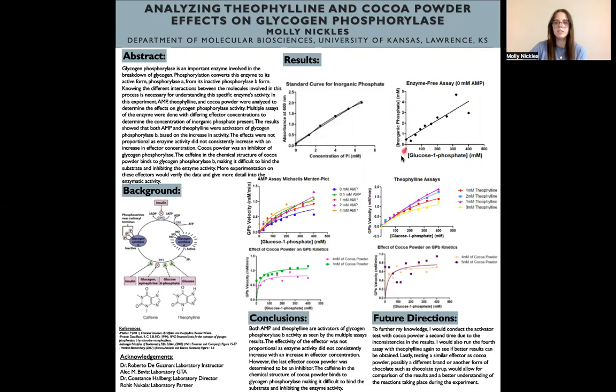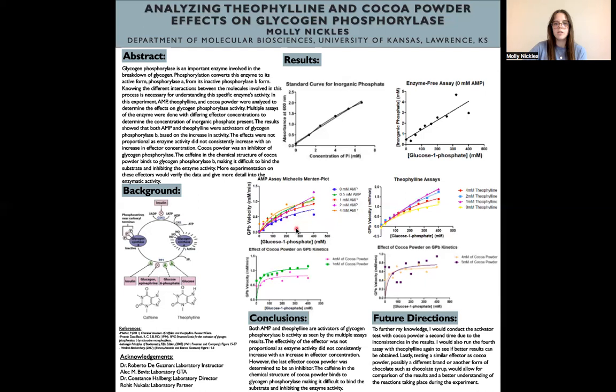Once those first two graphs were generated, it was time to test the three effectors chosen. This third plot in the results section is the AMP assay Michaelis-Menten plot. AMP was tested at concentrations of 0, 0.5, 1, 2, and 4 millimolar.